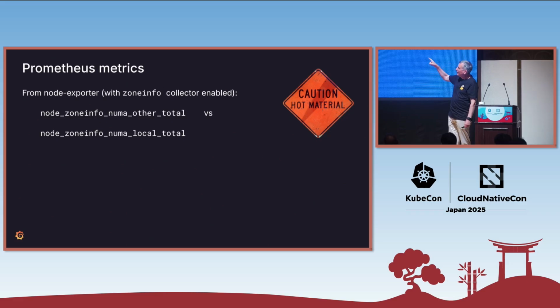But this is just memory allocation. It's not brilliant, but it is the easiest thing to do. You just use Node Exporter. Most people have Node Exporter. You turn on the zoneinfo collector. It's an option, it's off by default, and then you get these metrics. So that's easy.